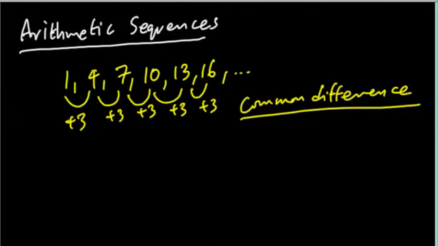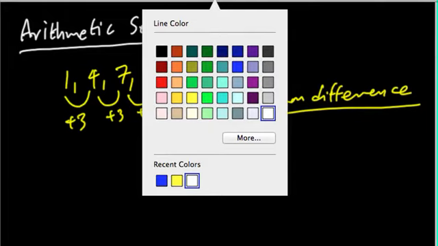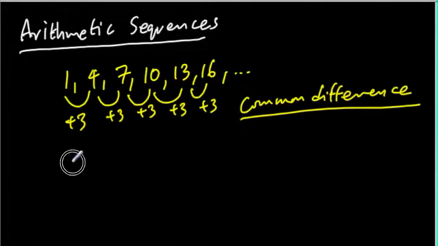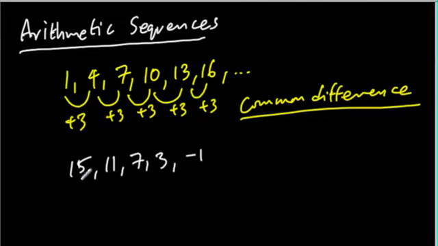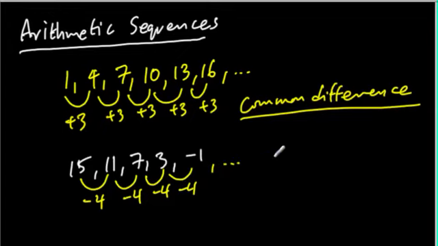Another sequence, for example, would be 15, 11, 7, 3, -1. It's important to remember the common difference doesn't have to be positive, it could be negative as well. So in this case, it's -4 each time, and you could go on forever. This is the common difference.